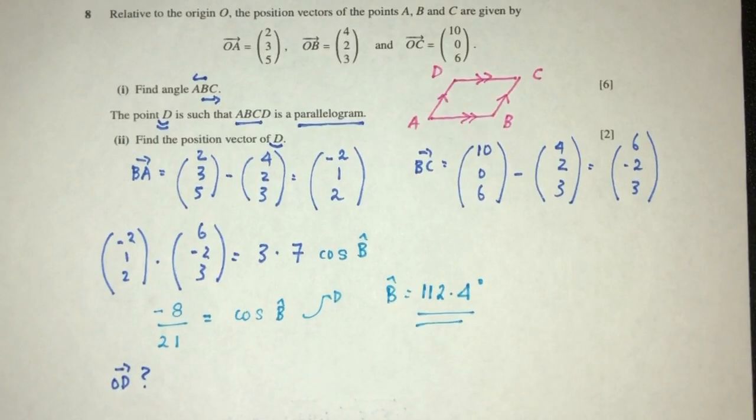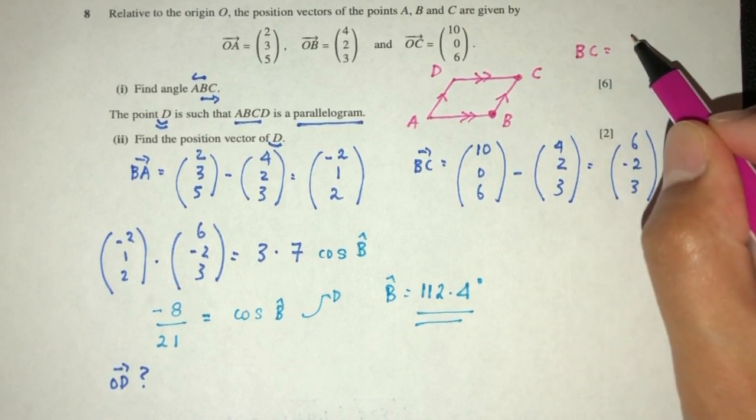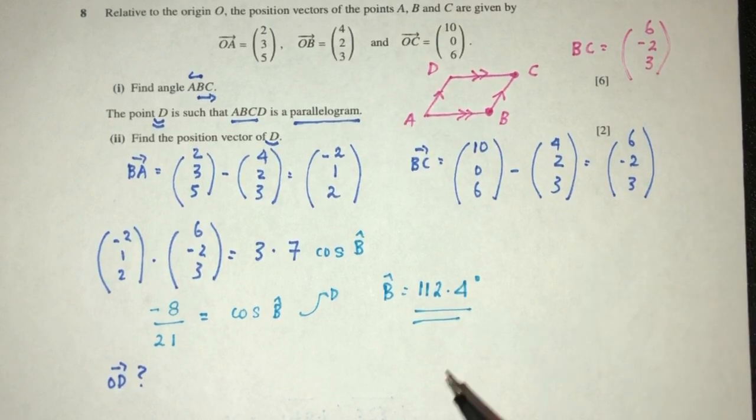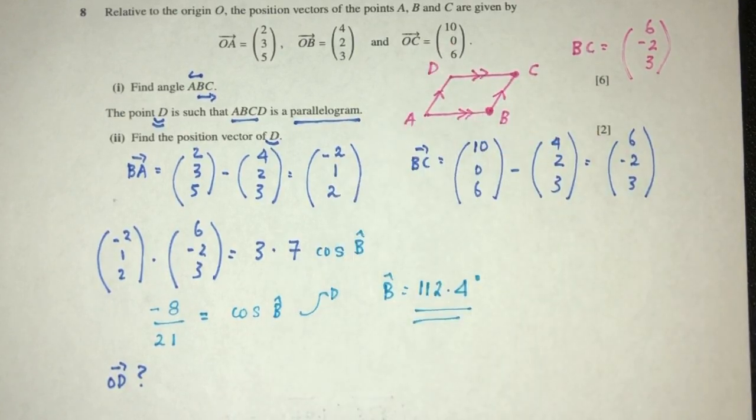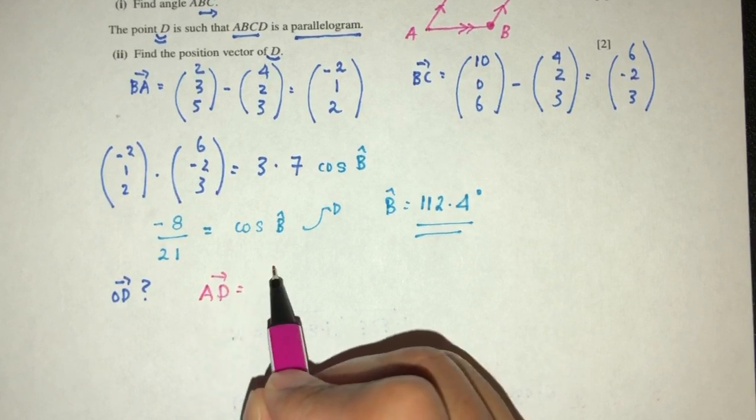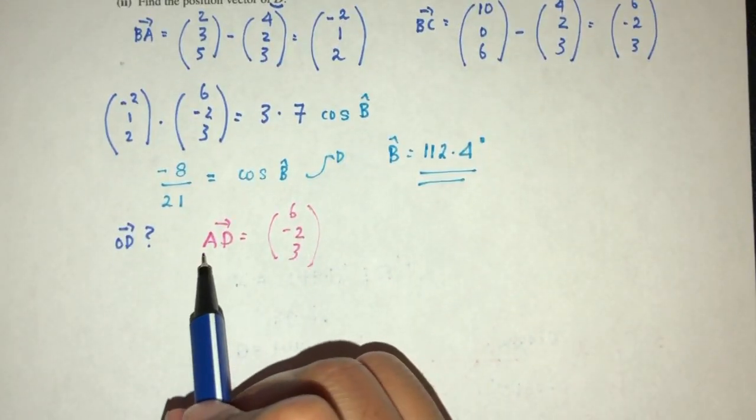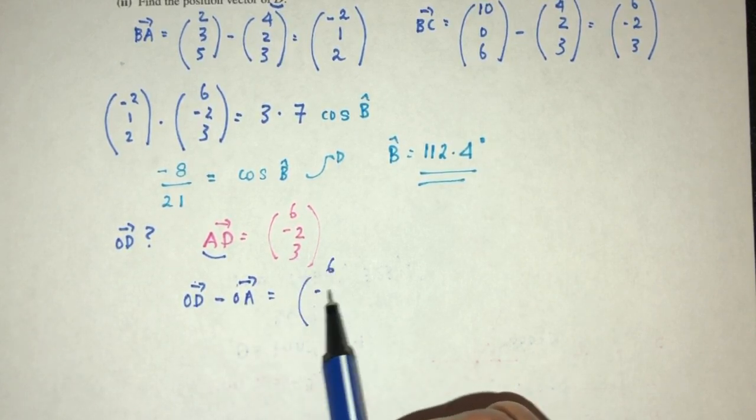Now from what you can see here, we do realize that there's a way to find this vector, obviously. For example, I can use vector move. So how do you move from B to C? It will be the direction. BC is what? BC is here, 6, minus 2, 3. Right. Now I do understand that AD also has to be the same because they're in the same direction and the same length. So I know that AD also has to be the value of 6, minus 2, 3. However, I don't know the value of OD, but we can find this here. This is defined by OD minus OA is (6, minus 2, 3).